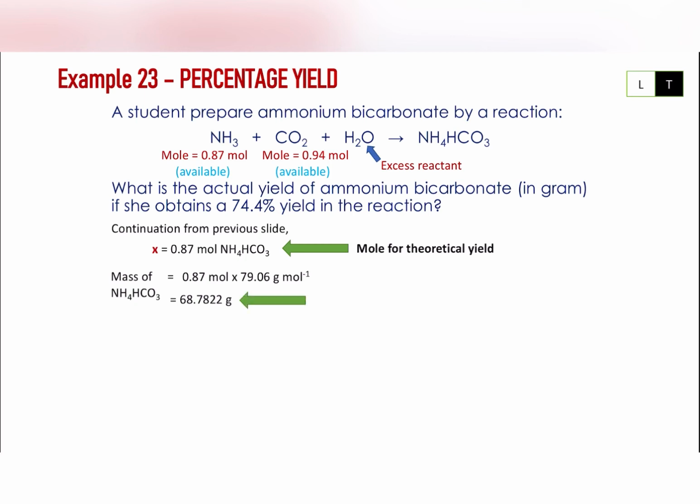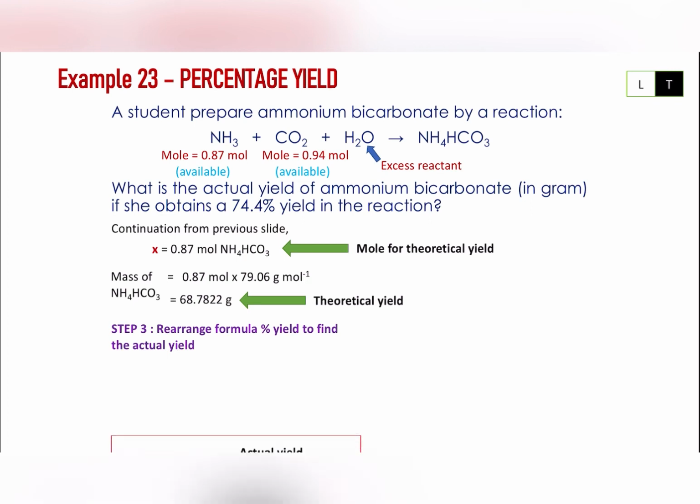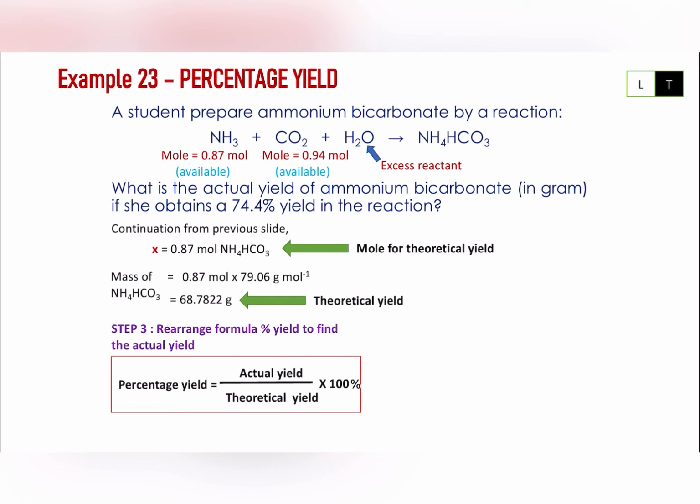Now, we continue with step number 3. You rearrange the formula of percentage yield to find the actual yield. So you have this part. Now I'm going to put all those values. The percentage yield is coming from the question, and after that I have to find out the actual yield, and I got the theoretical yield 68.7822 gram, and times by 100, I will have 51.1740. So that is how you want to determine actual yield from this formula.